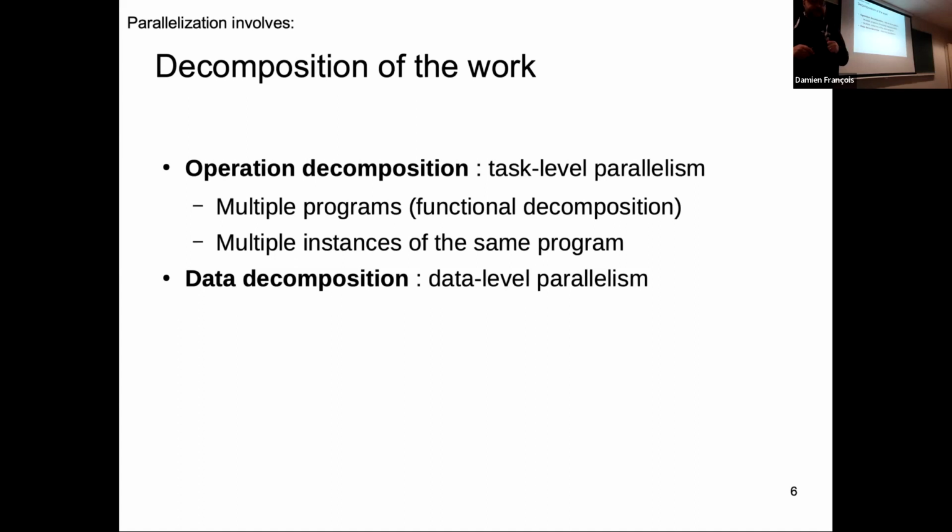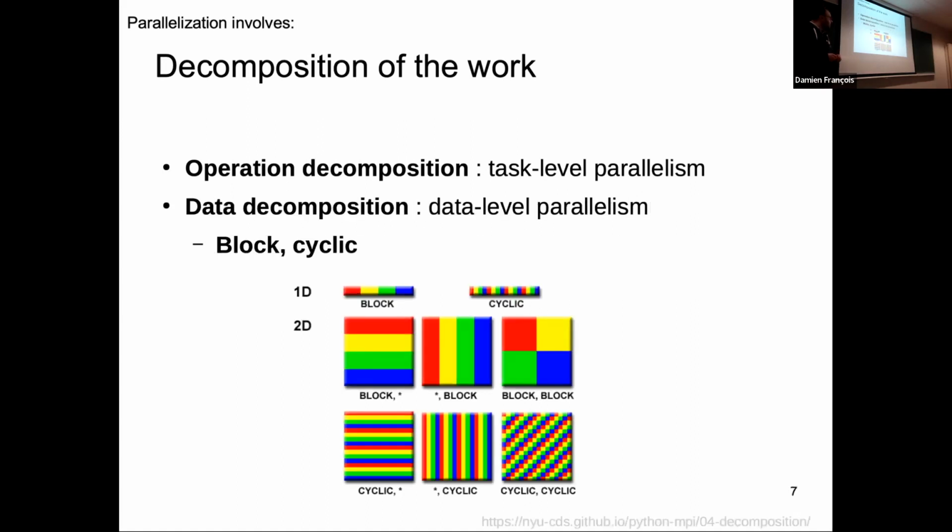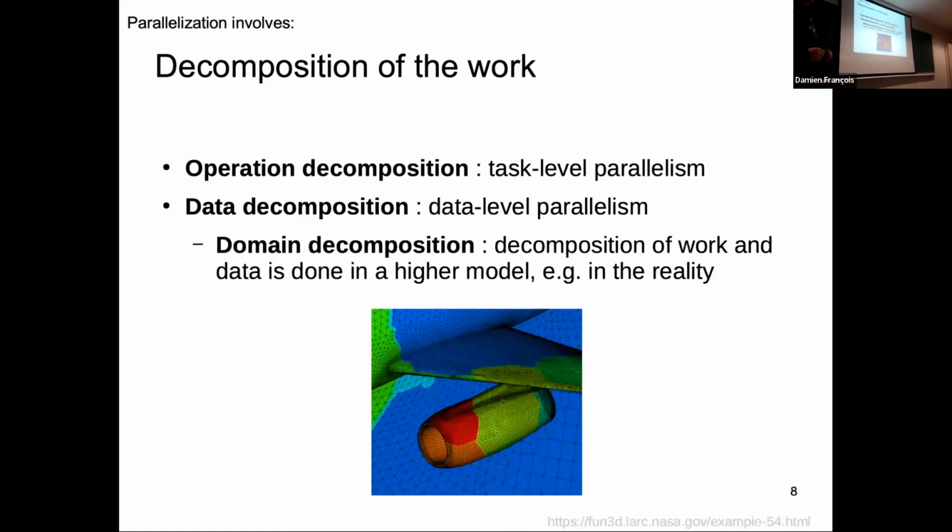As far as data decomposition is concerned, we refer to that as data level parallelism, and it can take multiple forms depending on the dimensionality of the data. You can chop the data or split the data in multiple ways. One very important way is domain decomposition, where you actually decompose the data based on the physics or the reality that is described by the data.